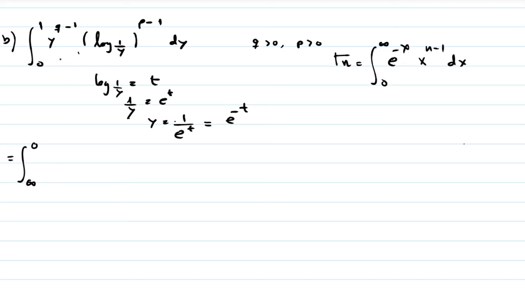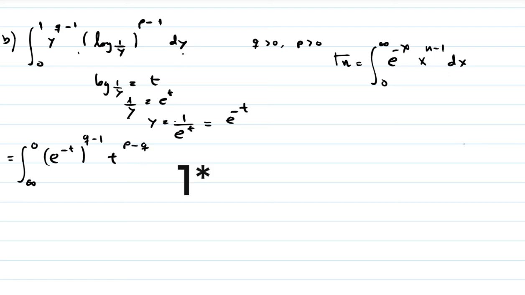Okay, so then we have here y raised to q minus 1. We know what is the value of y. Y is equal to e raised to minus t. So this is going to become this, raised to q minus 1. And then here we're going to have log of 1 divided by y. We know that log of 1 divided by y is t, so this is going to become here t. This t here is raised to p minus q.